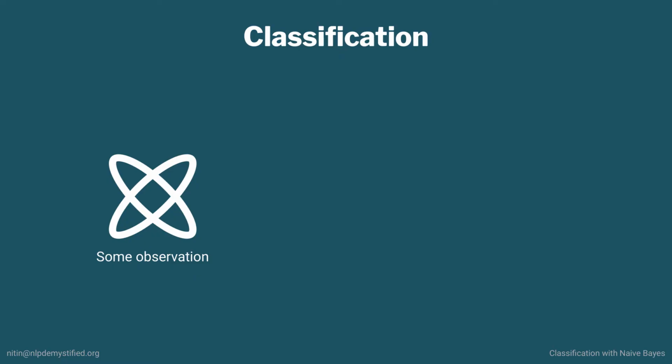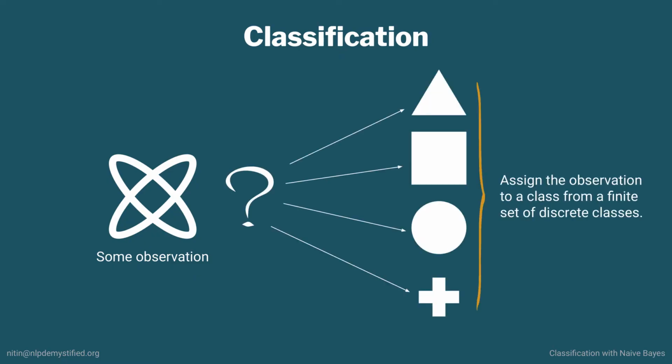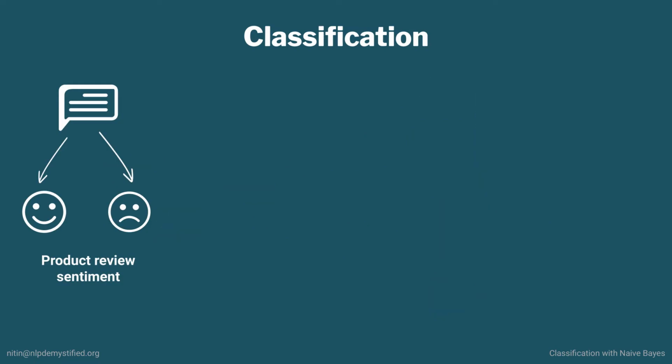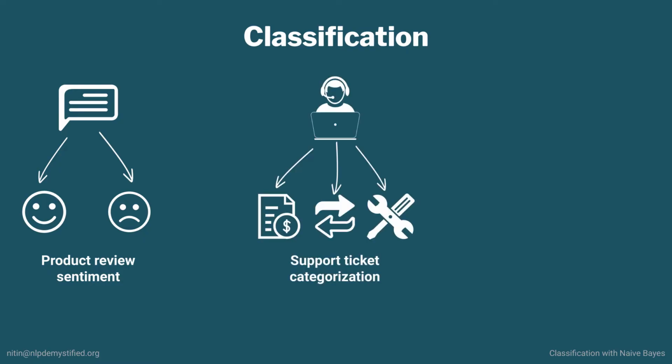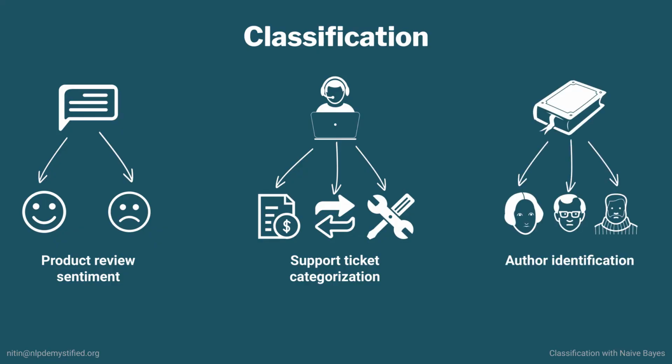Classification is this: given some observations such as an email or a product review, assigning that observation to a class from a finite set of classes. A few simple examples would be, given a product review, classifying it as positive or negative. Given a corpus of support tickets, classifying what they're about, whether it's billing, service change, or repair. And given a passage from a book, identifying who wrote it.